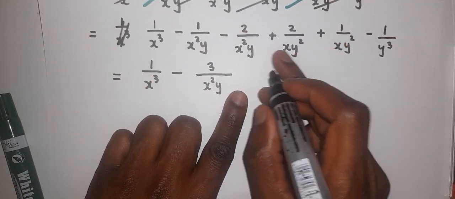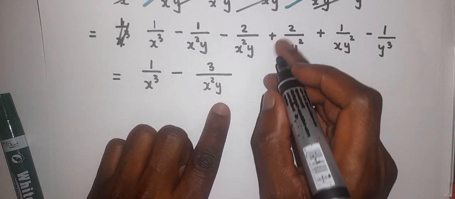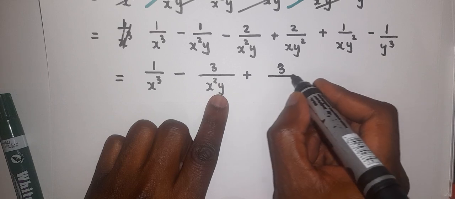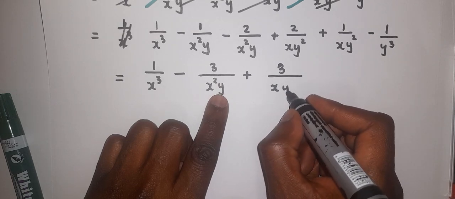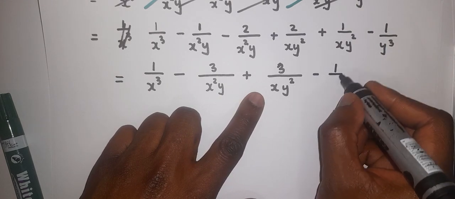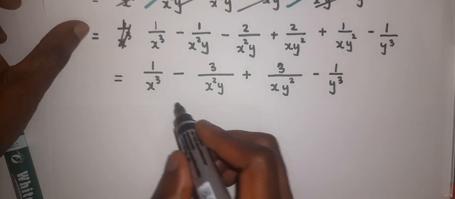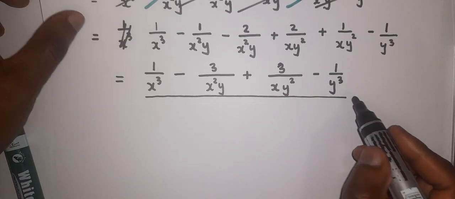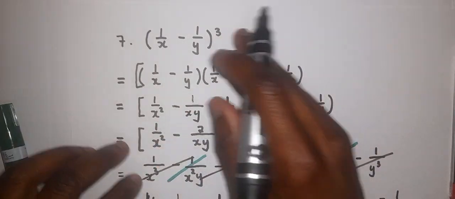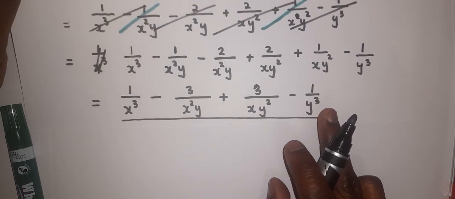Right, then we look at these two again. They have xy squared, xy squared. Again, the denominators are the same, the signs are the same, so we keep the same sign. Add the numerators, we get a 3, and then keep the same denominator of x, y squared. Then lastly, this one goes alone, negative 1 divided by y cubed. So now, ladies and gentlemen, this wraps up our calculation of the cube of 1 divided by x minus 1 divided by y. So this simplifies to this expression right over here.